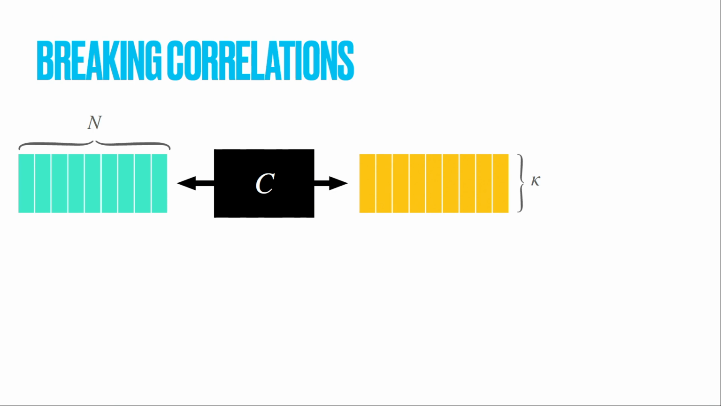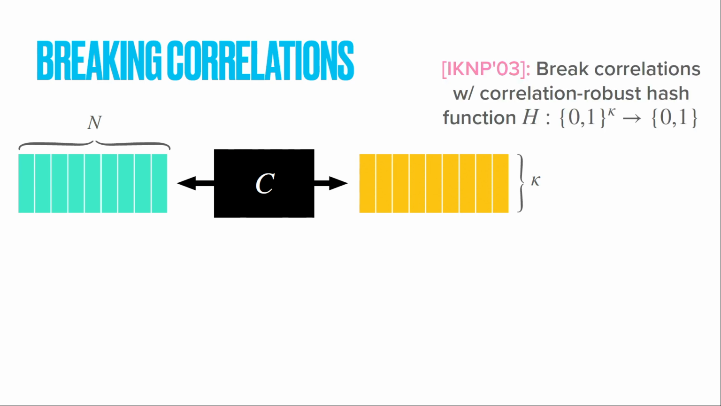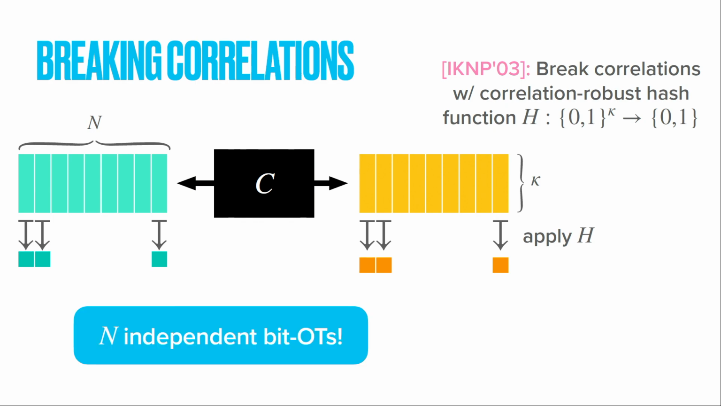And now the original idea for dealing with this dates back to Ishai, Kilian, Nissim, and Petrank from 2003. They suggest, well, it might be the case that this first coordinate is somehow correlated with the second coordinate, and so on, but we can break these correlations if we have access to what is called a correlation robust hash function. So we use this hash function in such a way that at the end we get out a whole bunch of bit OTs as we wanted. So this is great. It does indeed work.